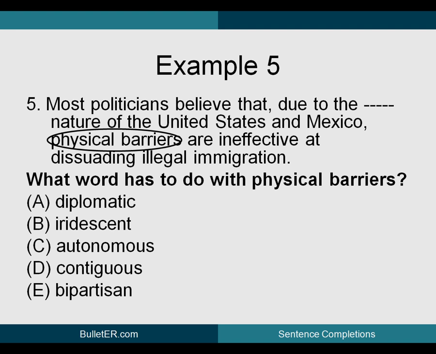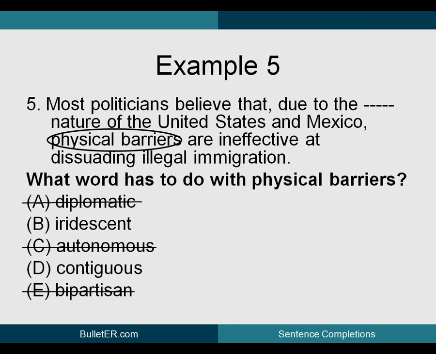We can eliminate choice A, diplomatic, which would mean dealing with relations, since that has nothing to do with physical. We can eliminate choice E, bipartisan, meaning politics of 2 parties, because that doesn't apply at all here. And we can eliminate autonomous, which means independent, for the same reason. Now we're left with 2 words, and we don't know the meaning of either of them. By the rule of thumb, we should guess.